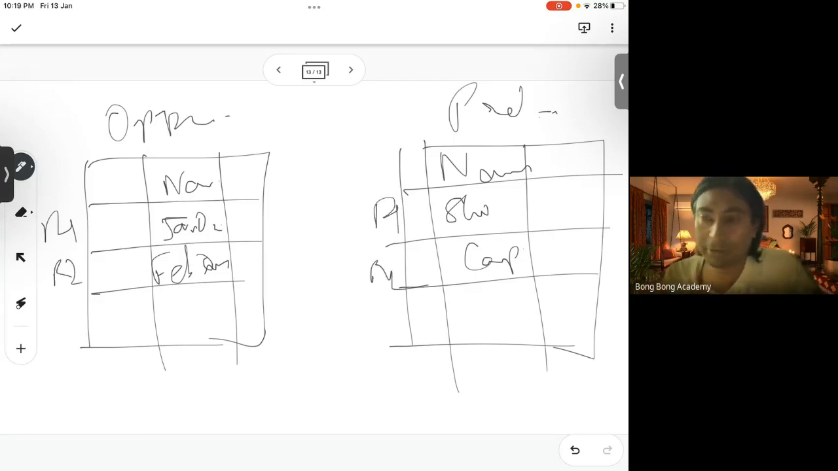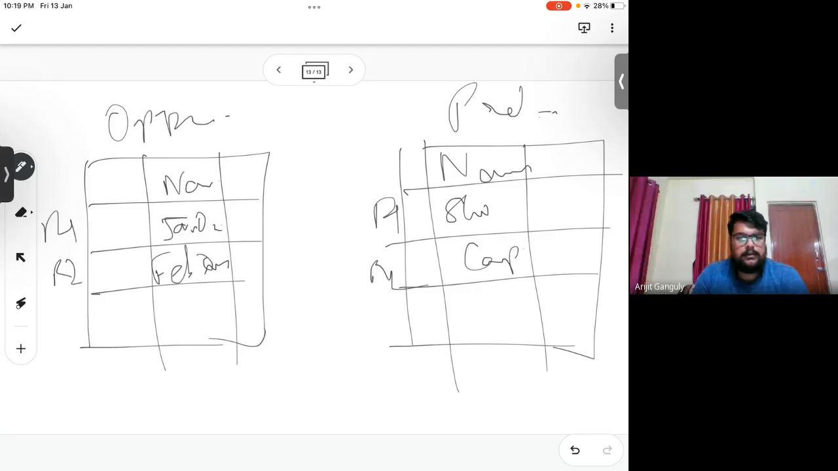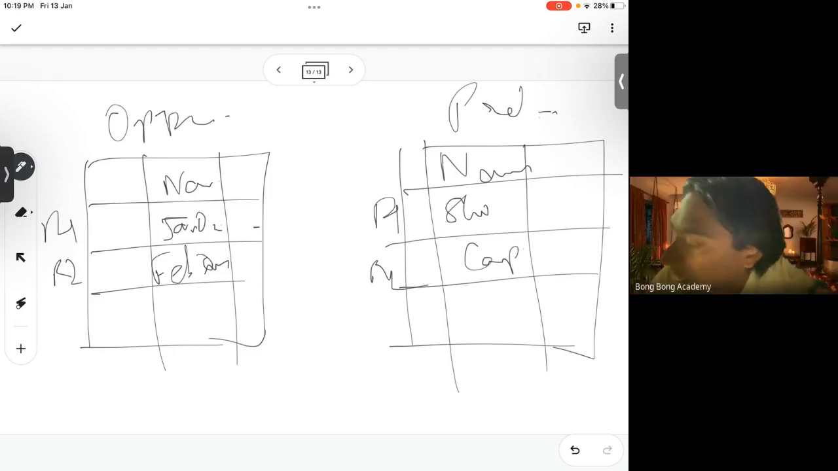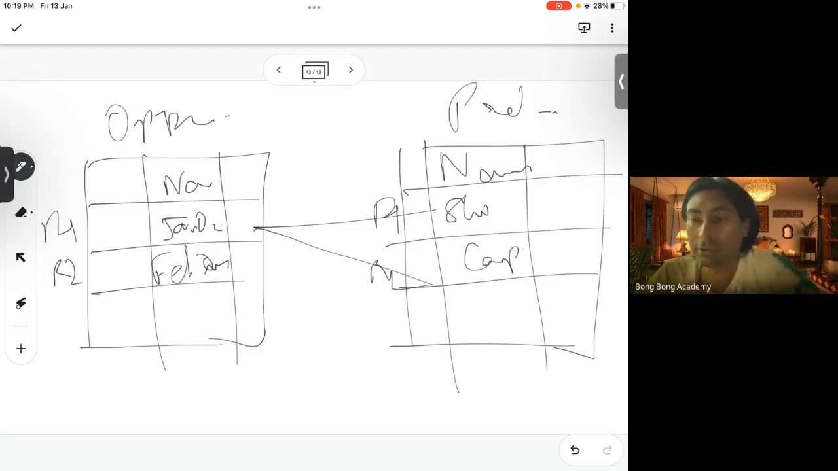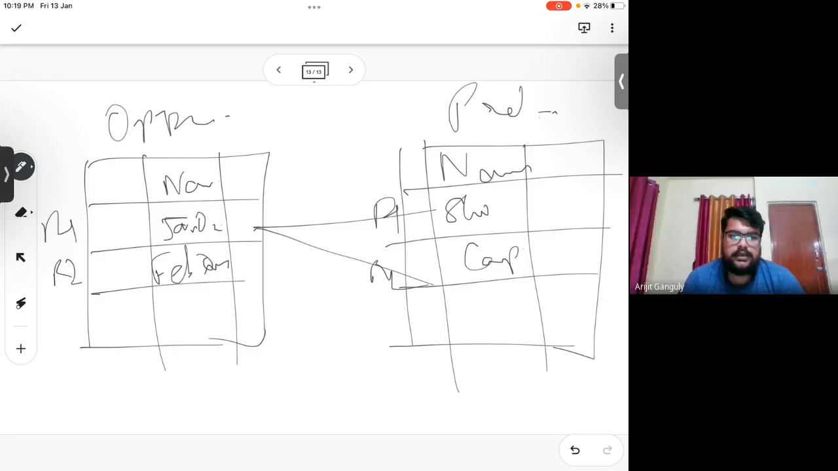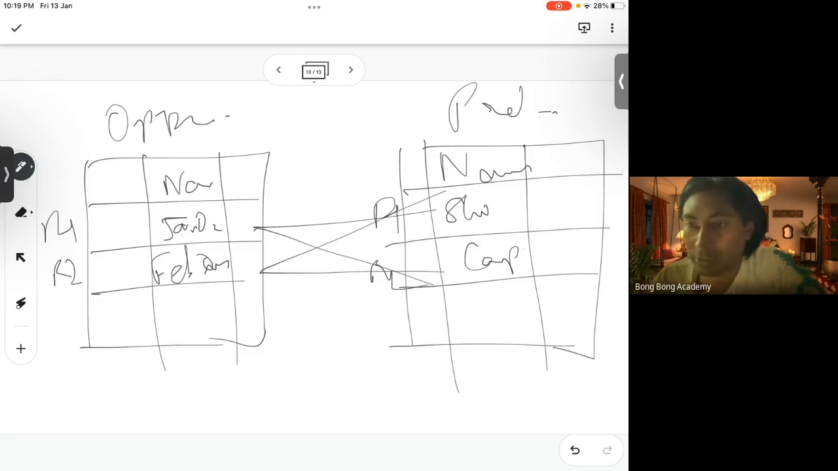What is the relationship between opportunity and product? What do you think? One to many. Which side is one? Which side is many? Opportunity side one, product side many. So in January, I have ordered shoe and cap, 100 shoes and 100 caps. What will I do in February? I can again order 100 shoes and 100 caps. So is it one to many?